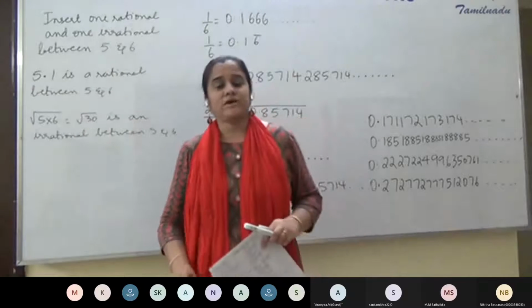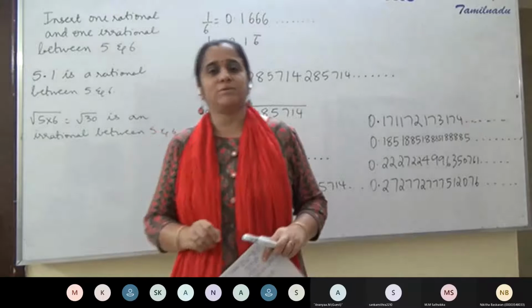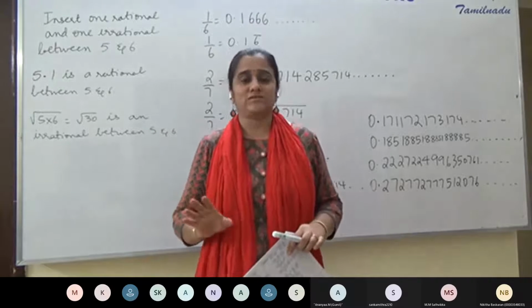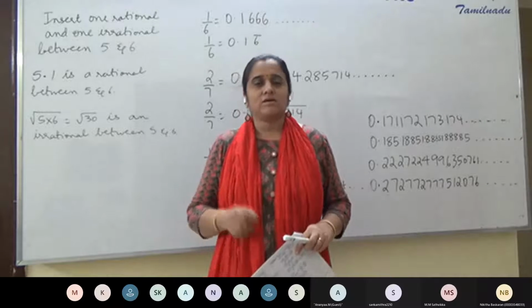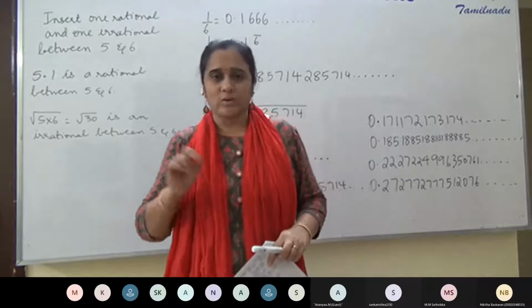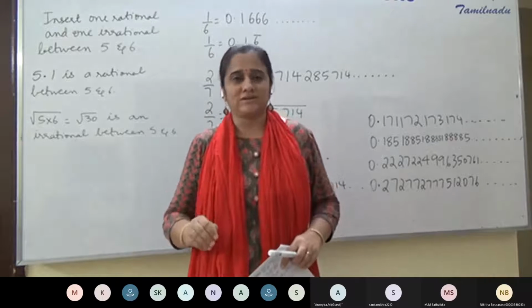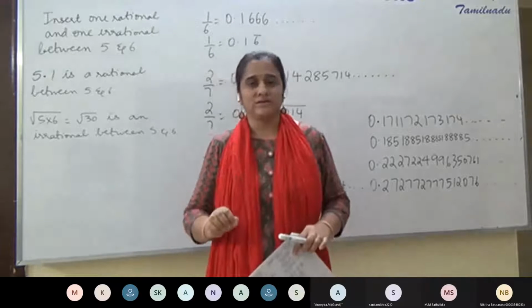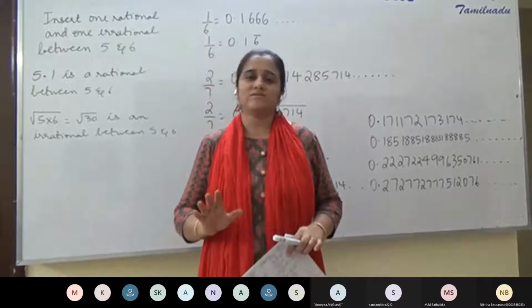So we are talking about inserting an irrational number between 5 and 6. Now I said square root of 5 into 6, the square root of the product of the numbers given. Square root of 5 into 6 is square root of 30. Our answer is: square root of 30 is an irrational number between 5 and 6.